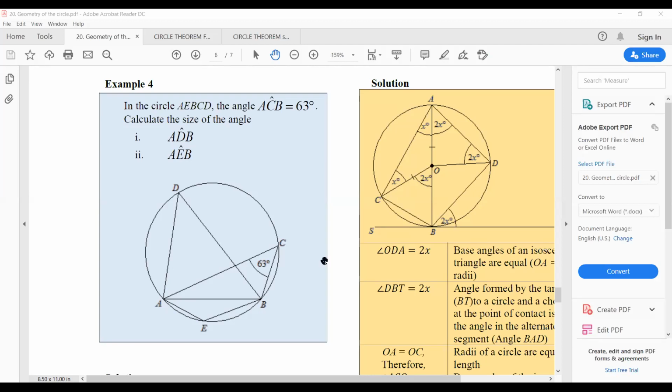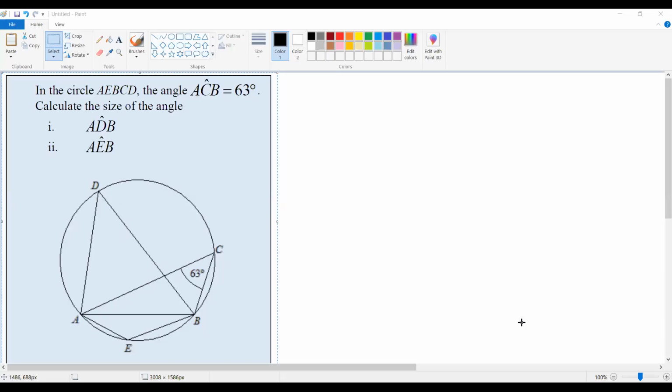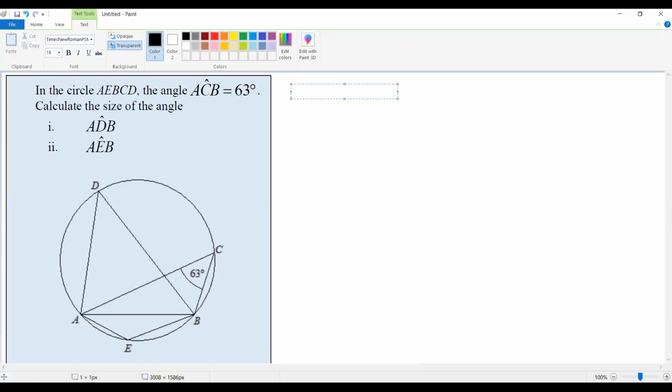Can we correct now? So I get 117. 117. That's incorrect. Just kidding. Okay, so can you all tell me which theorem we're going to use here? Theorem 4. Yes.